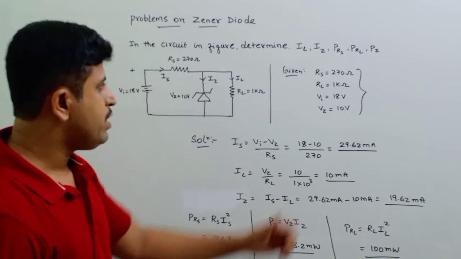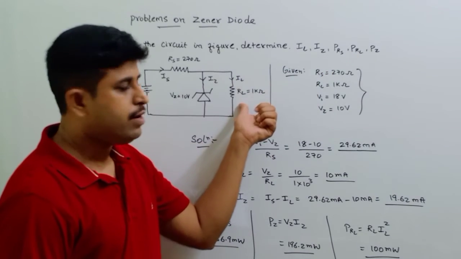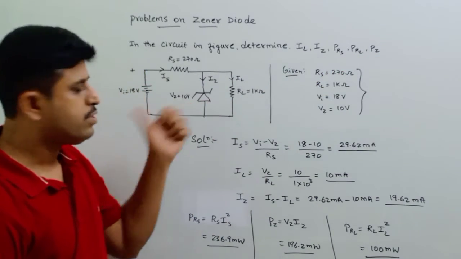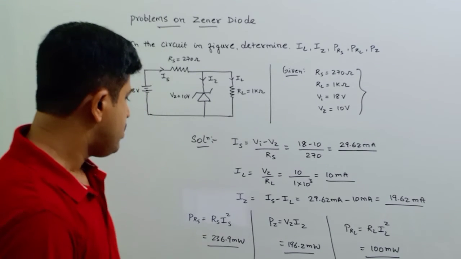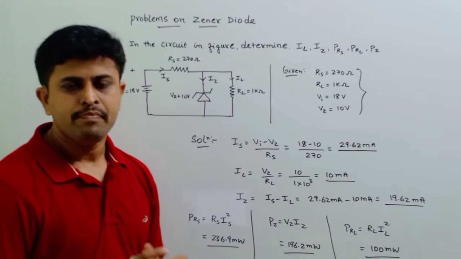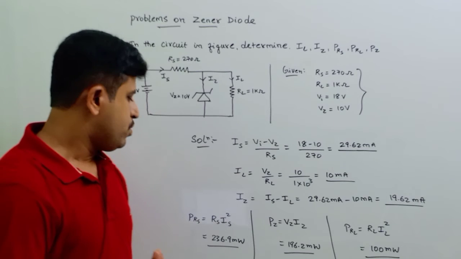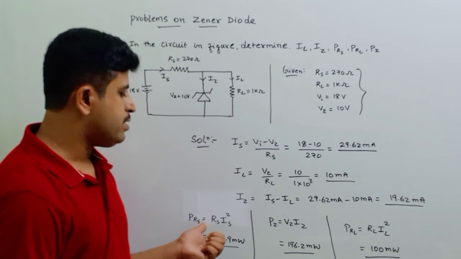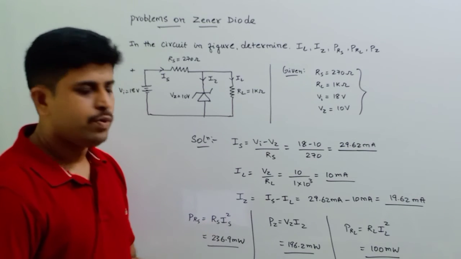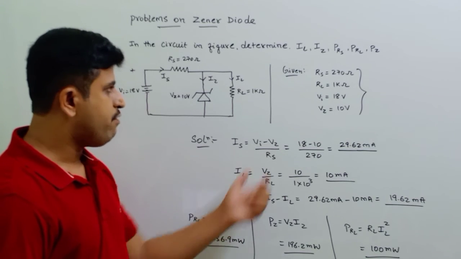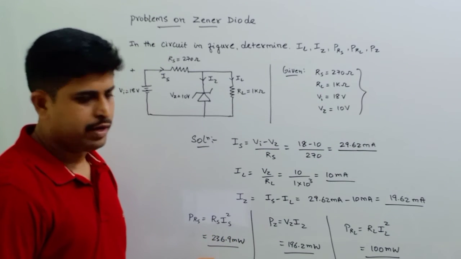And next, what we need to find is the power dissipation through Rs, the power dissipation through RL, and the power dissipation through the Zener diode. So we know the formula for power, that is P is equal to I square R. So here, to find the power dissipation at resistance Rs, PRs, it is given by Rs into Is square. So already we know the value of Rs and we know Is. Then substituting here, we get this value.